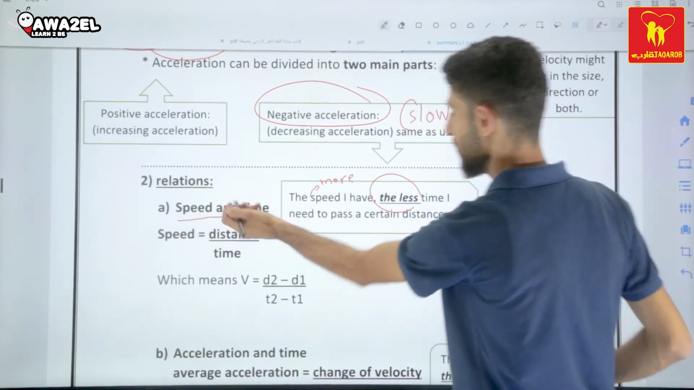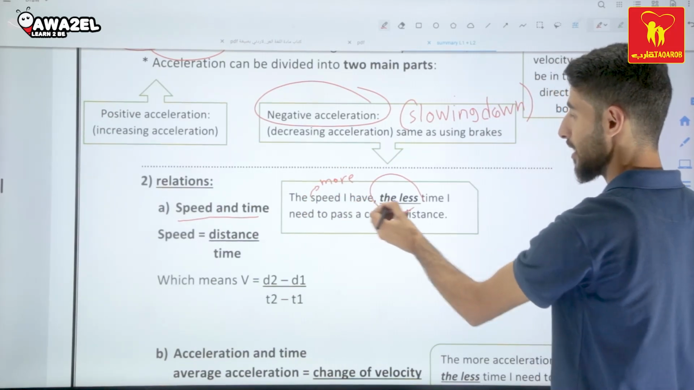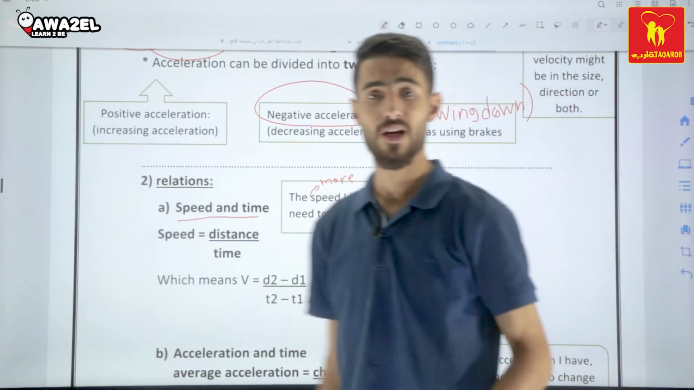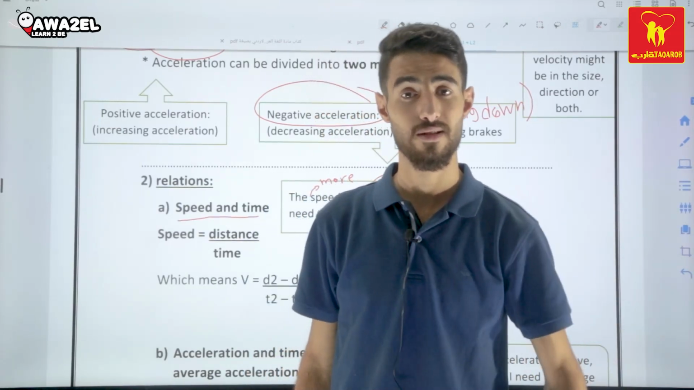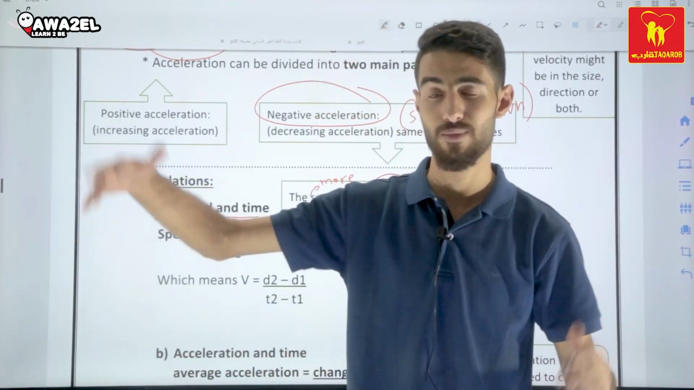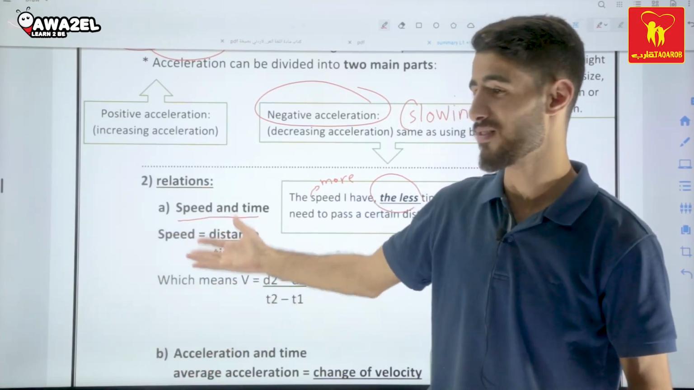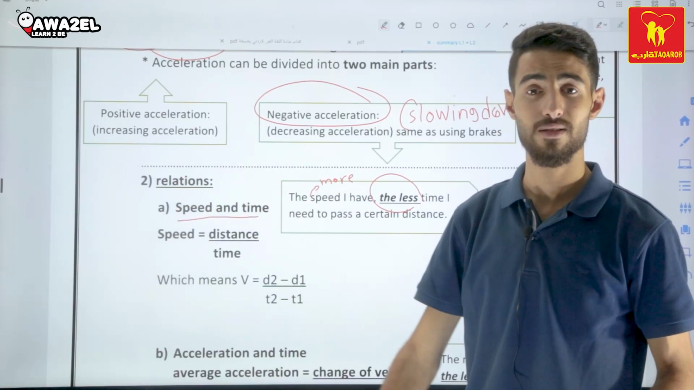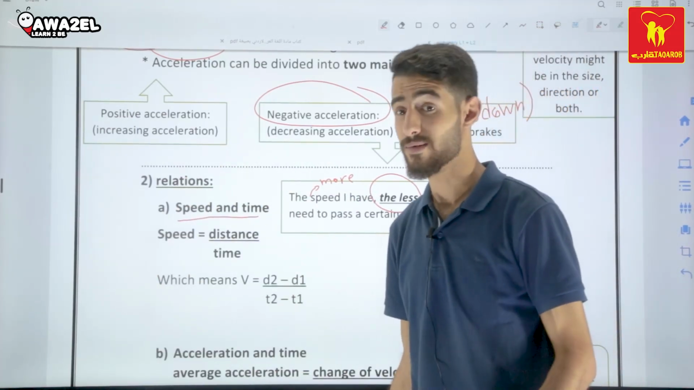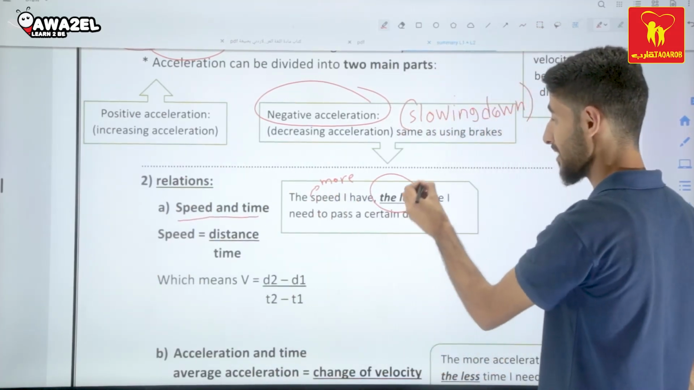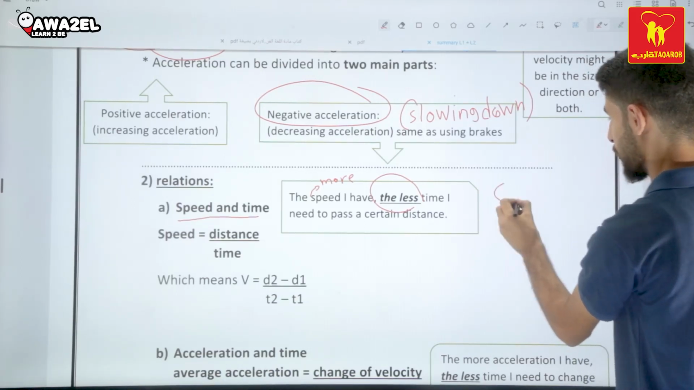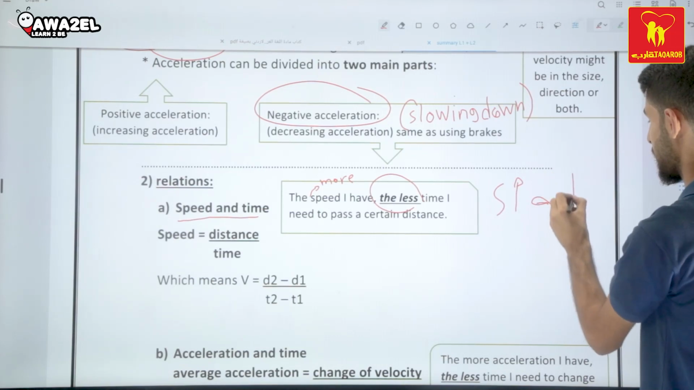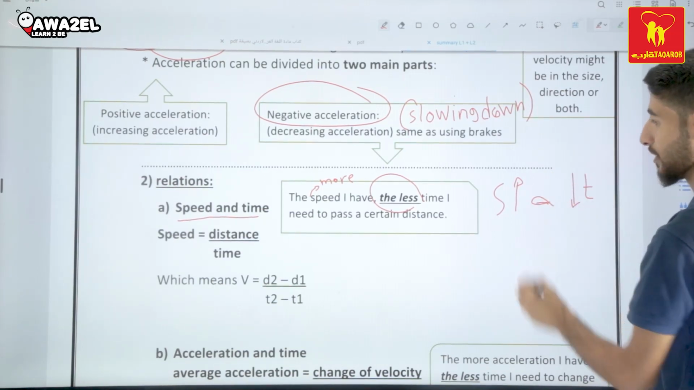Okay. Now, relations that I must be sure to use. Speed and time: the more speed I have, the less time I need to pass a certain distance, which means if I wanted to run 100 meters and I had a big speed, I might need, let's say, 2 seconds. But if I was walking, it would take me a minute, maybe. So less time, more speed.